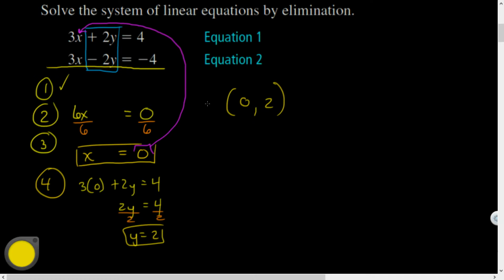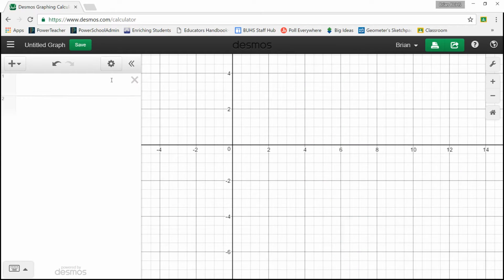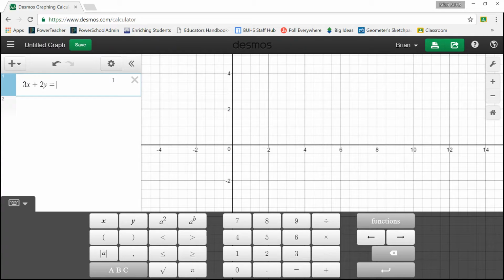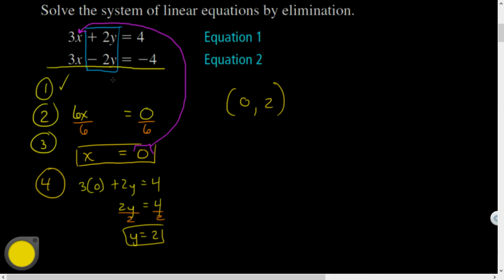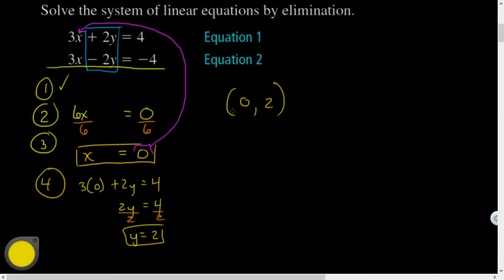Tell you what, let's graph this real quick. All right, there we go. Let's graph the first one, 3x plus 2y equals 4. There we go. And I had 3x minus 2y equals -4. All right, and notice the intersection. Ooh, orange and black, Halloweeny. (0, 2) was my solution.